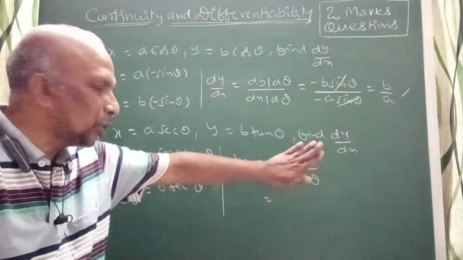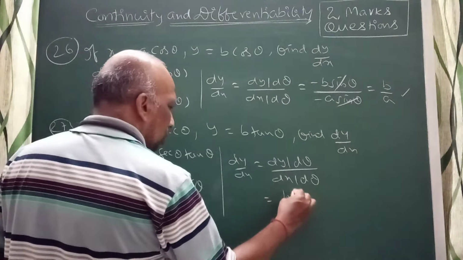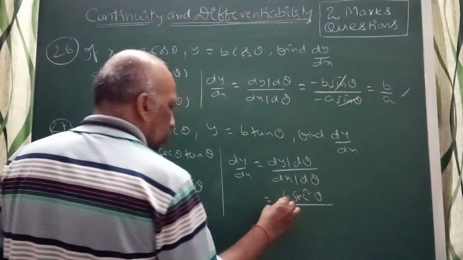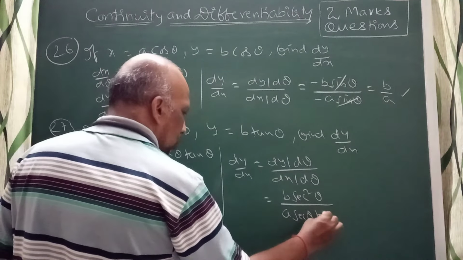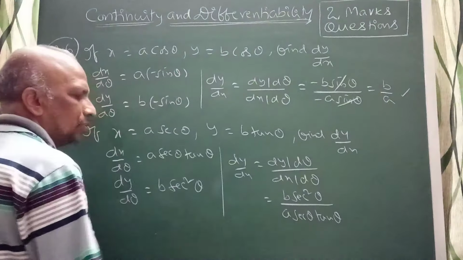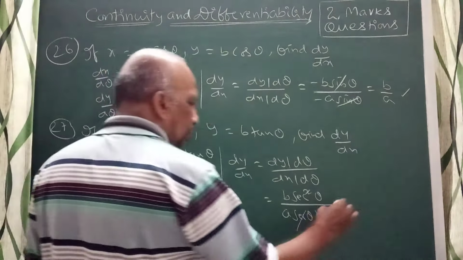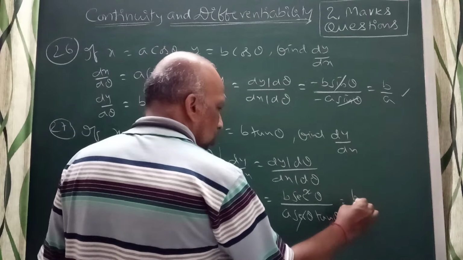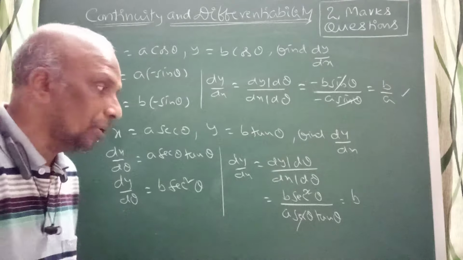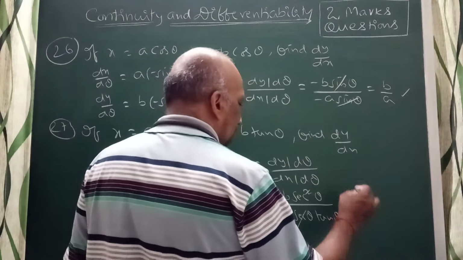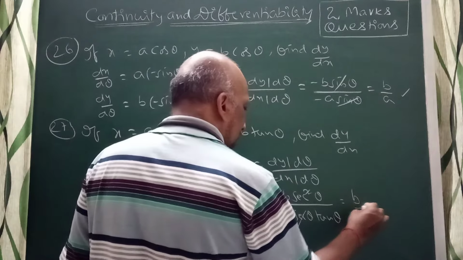It is not necessary to write derivative of this by this. B secant square theta by, again a secant theta tan theta I can write. Now secant will get cancelled. You will get b by a. And we can write secant theta is 1 by cos theta. I can simplify, or I can leave it like this one.